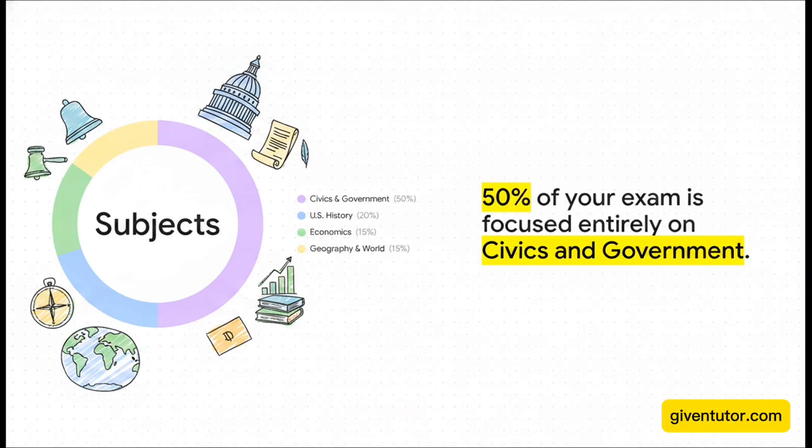Get this, half of your exam, a massive 50%, is focused entirely on civics and government. That means understanding how the US government works, the branches of power, citizen rights. That is your absolute biggest priority. Then 20% is US history, 15% is economics, and the final 15% is geography and the world. When you know this exact breakdown, you can focus your precious study time exactly where it counts the most.